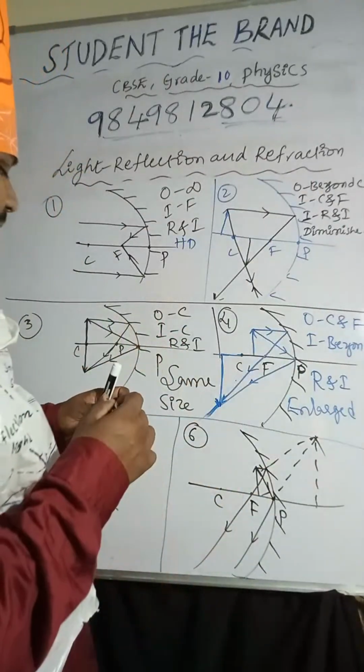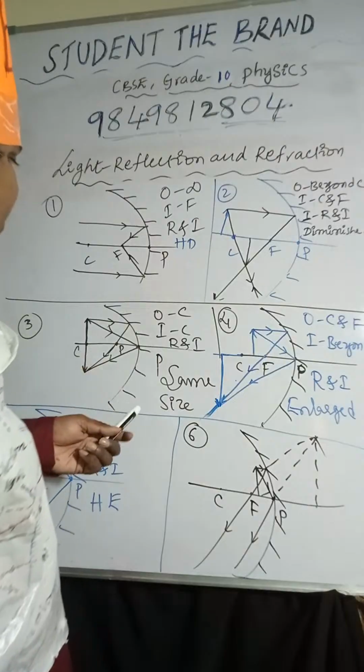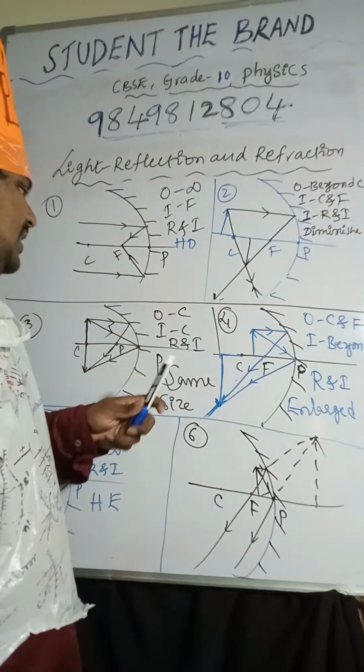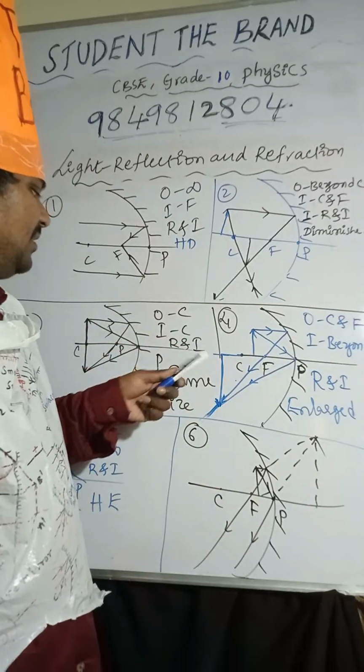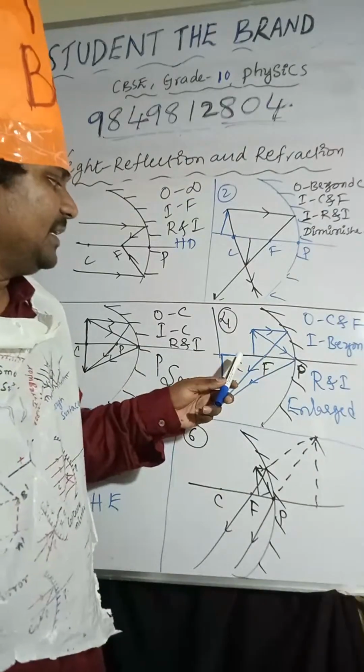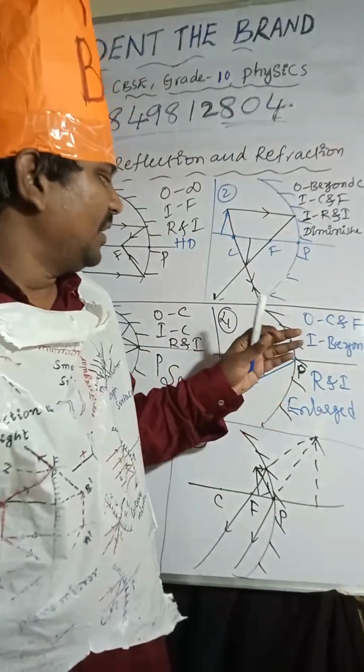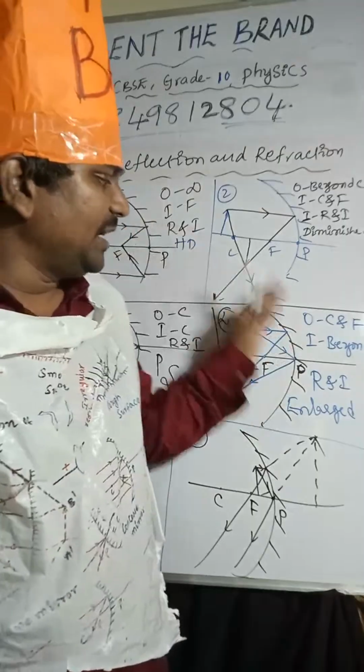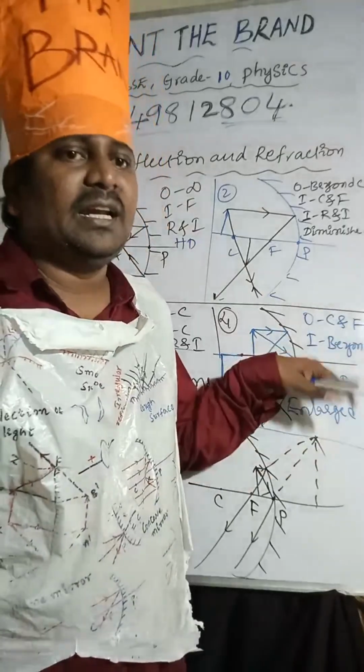Object is placed at center of curvature. Image will form at center of curvature. Nature of the image is real and inverted and same size. Object is placed between C and F. Image will form beyond center of curvature. Nature of the image is real and inverted and enlarged.